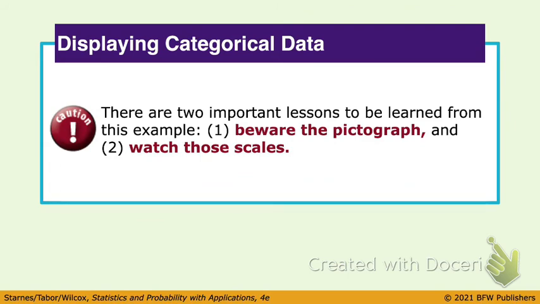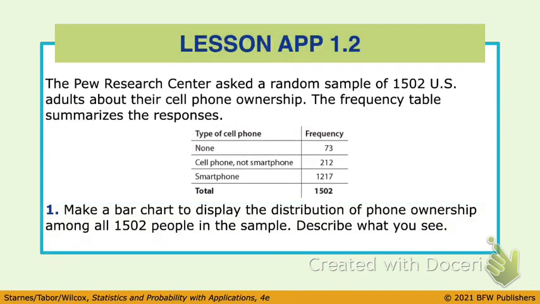Cool. All right, so for your application today, we're going to be looking at a cell phone problem. The Pew Research Center asked a random sample of 1,502 U.S. adults about their cell phone ownership. The frequency table summarizes the responses. We had 73 that said none, they don't have a cell phone. We had 212 that said they had a cell phone, but it's not a smartphone, maybe a flip phone. And then 1,217 said smartphone.